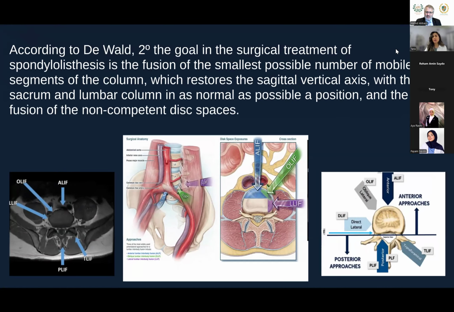According to the GWAS, the goal of the surgical treatment of spondylolisthesis is the fusion of the smallest possible number of mobile segments of the column, which restores the sagittal vertical axis. Also, not just sagittal, but coronal, along with the sacrum and lumbar column in as normal a position as possible, and the fusion of the non-competent disc space.